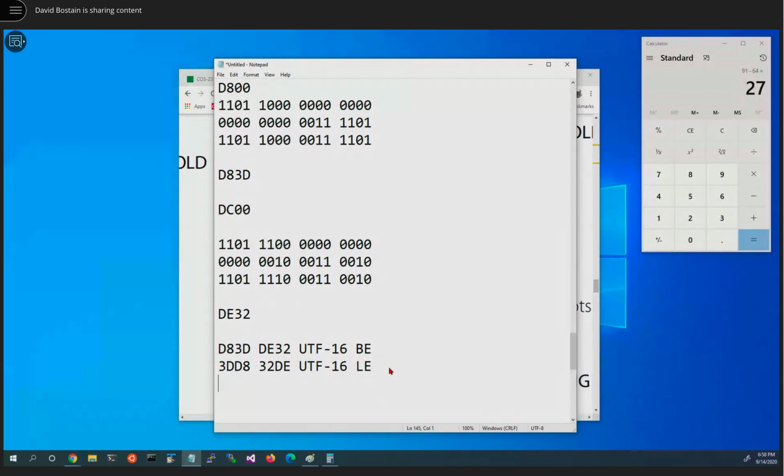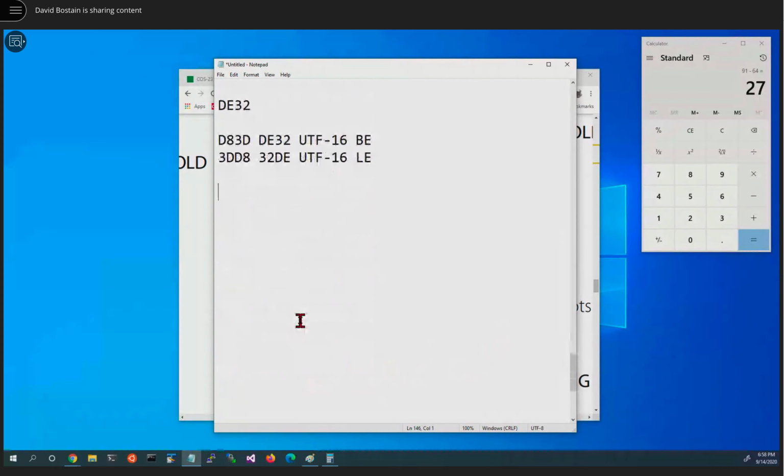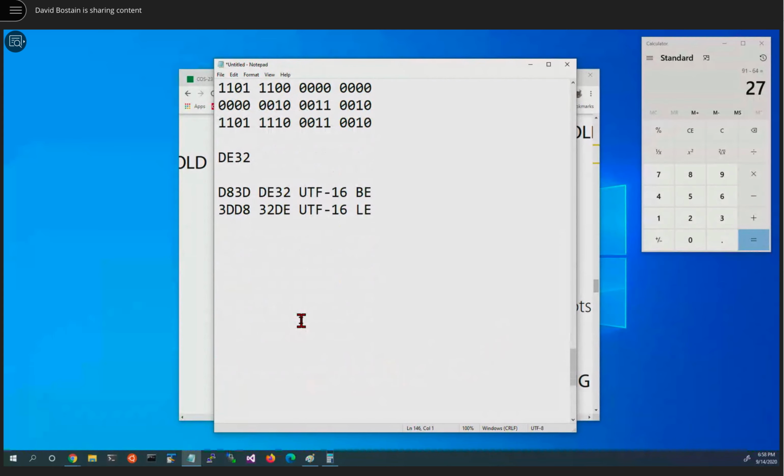Let's real quickly work this problem backwards. That's the more likely way you'd be seeing this on a test. Let's say we took the problem we had, where somebody said 3D D8 32 DE. They said that's an encoding in UTF-16 little endian. What is the code point? Well, we would first of all reverse it so it's in big endian, because we want to work with it in standard order.